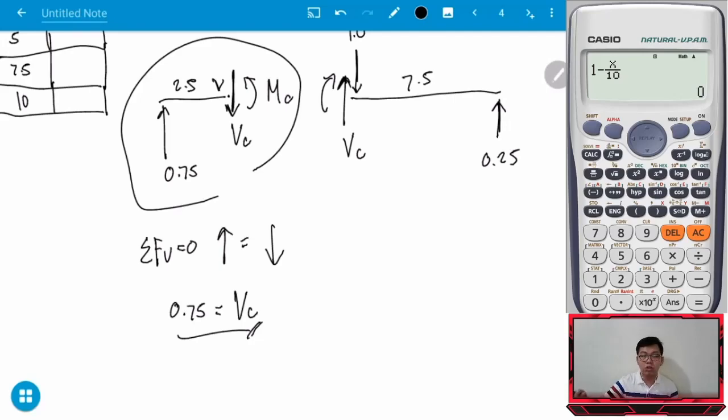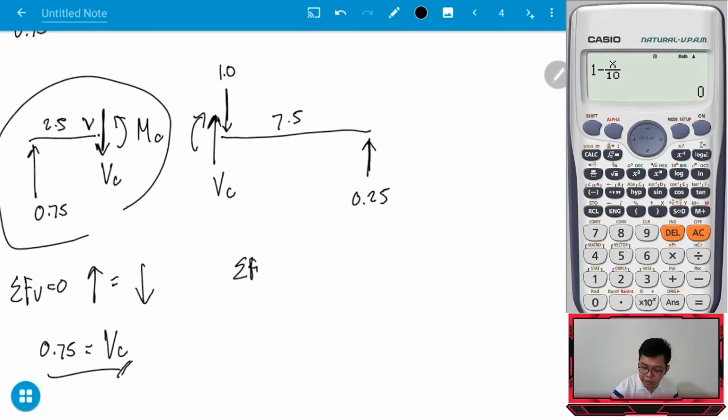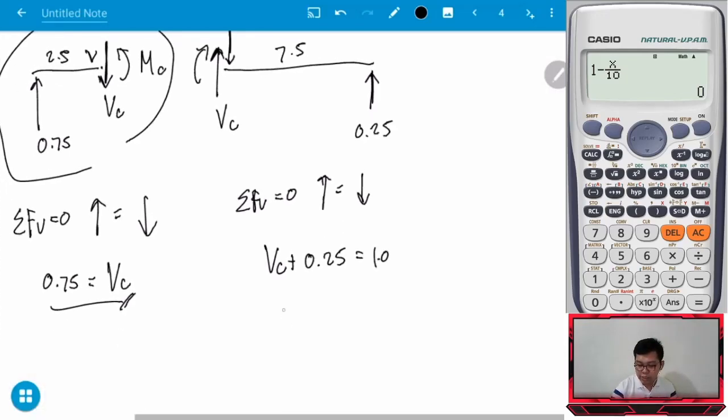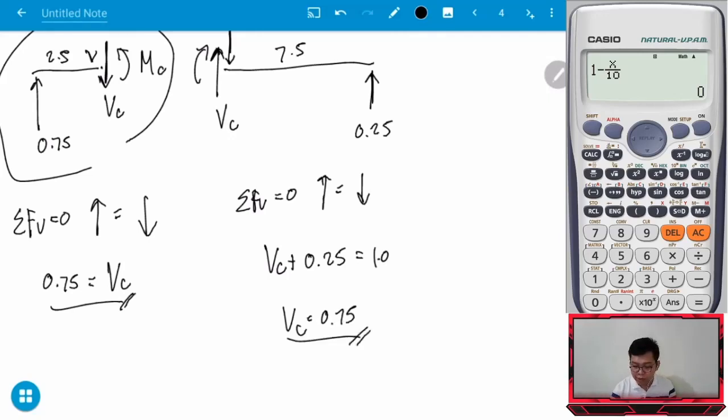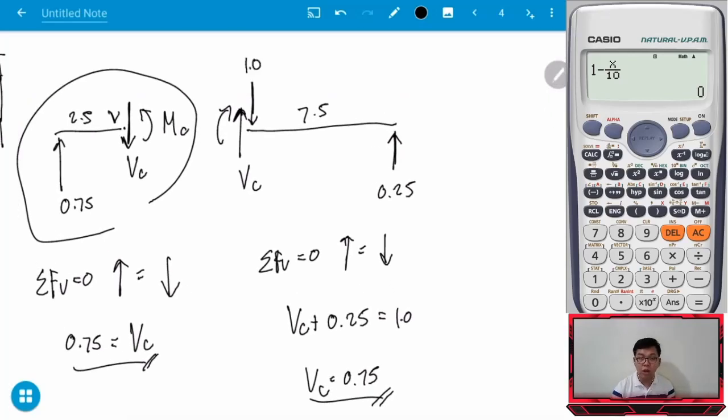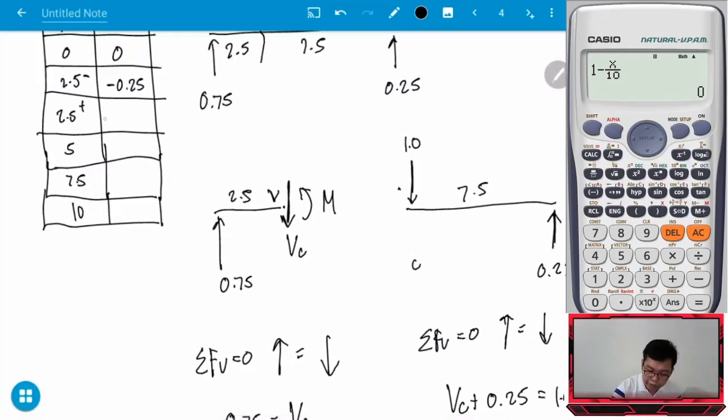Okay? Now, let's check, considering the left section, kung tama ba. Summation of forces vertical is equal to 0 pa din. Upward is equals downward. Ano yung upward forces? VC plus 0.25. Ano yung downward forces? Obviously, 1.0 lang ang natira. So, meaning, VC is actually 0.75. Both are positive values. Therefore, tama yung assumptions natin. And then, from our figure, we assumed a positive shear. Therefore, ang sagot pala dito, guys, is positive 0.75.